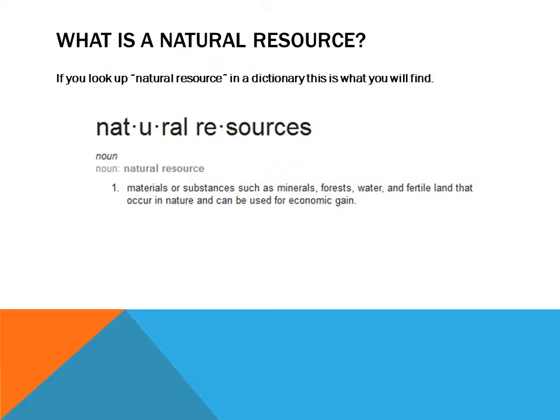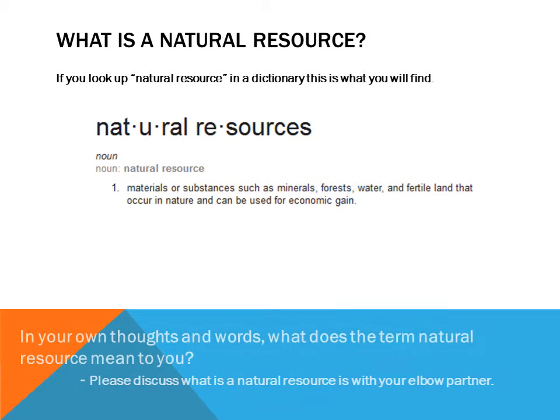What is a natural resource? If you look up natural resource in a dictionary, this is the definition that you would find. Natural resource: minerals or substances such as minerals, forests, water, and fertile land that occur in nature and can be used for economic gain. In your own thoughts and words, what does the term natural resource mean to you? There is a question on your worksheet where you can fill this out in your own words.